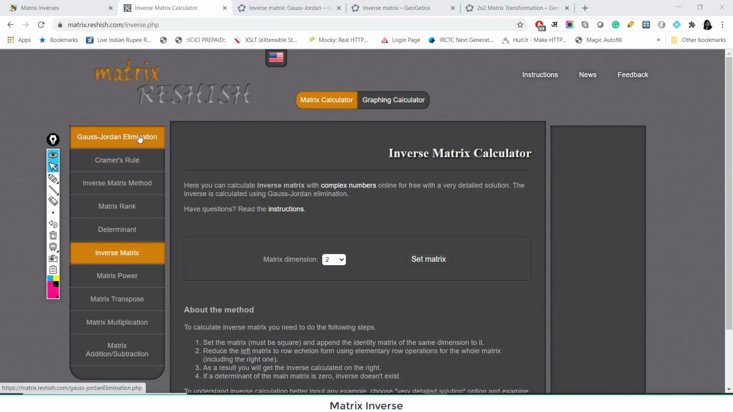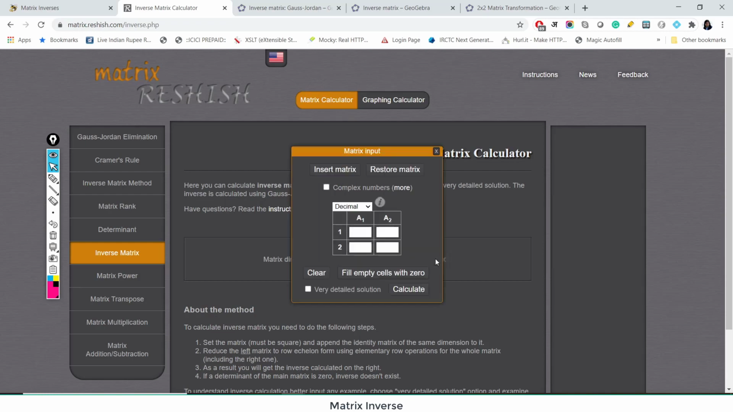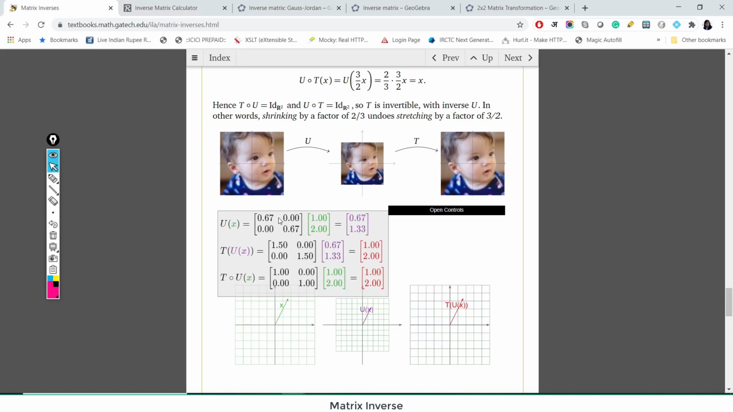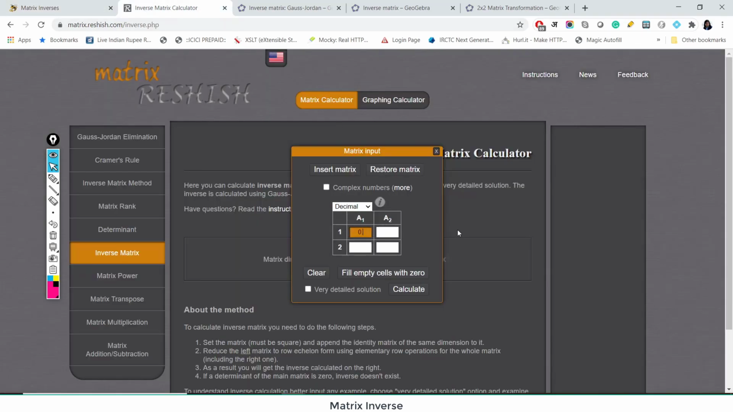So in this particular calculator, you can do all these things, right? As of now, I'm interested in computing the inverse of the matrix for a 2 by 2 matrix. I can change the dimensions from here. I want to set a matrix. So my entries are 0.67 and 0.67, a diagonal matrix. So let me fill the entries. This is 0. This is 0 again, and this is 0.67.